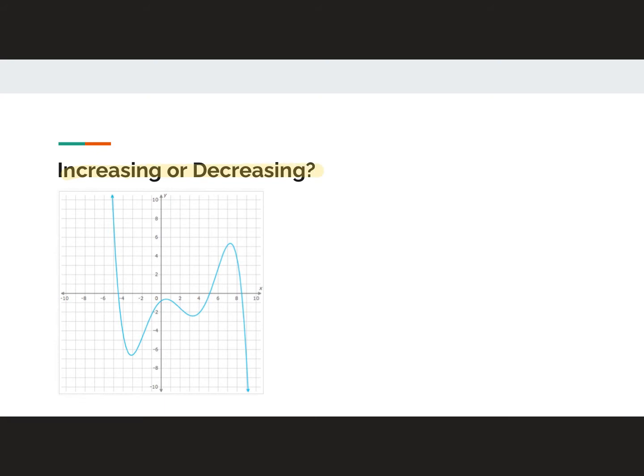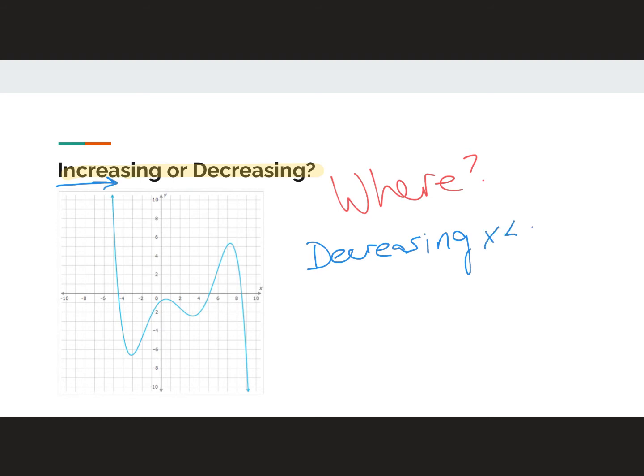Well, that's going to depend on where we're talking about. Because if you look at this function, you can see that this part right here, we are going down. That is decreasing. So until we hit about -3, it's decreasing. So let me write that down. Decreasing. And we always talk about this from left to right. We talk about this as part of our x value, when x is less than -3.